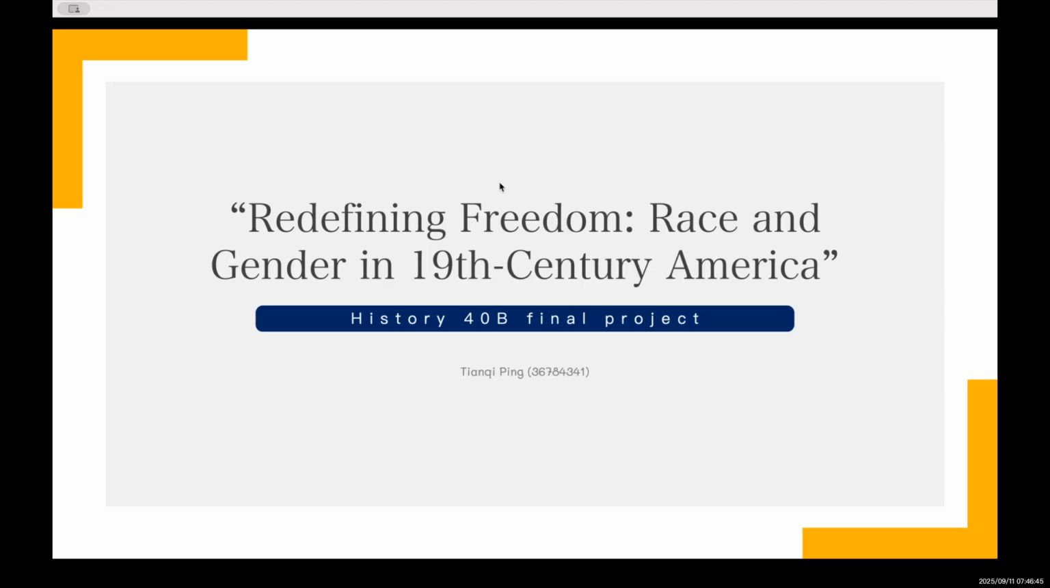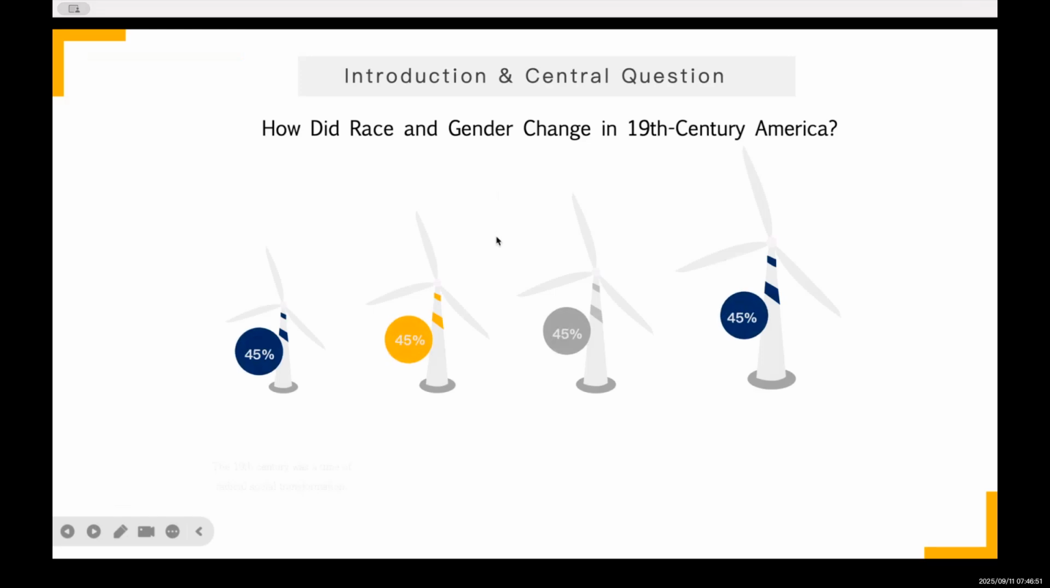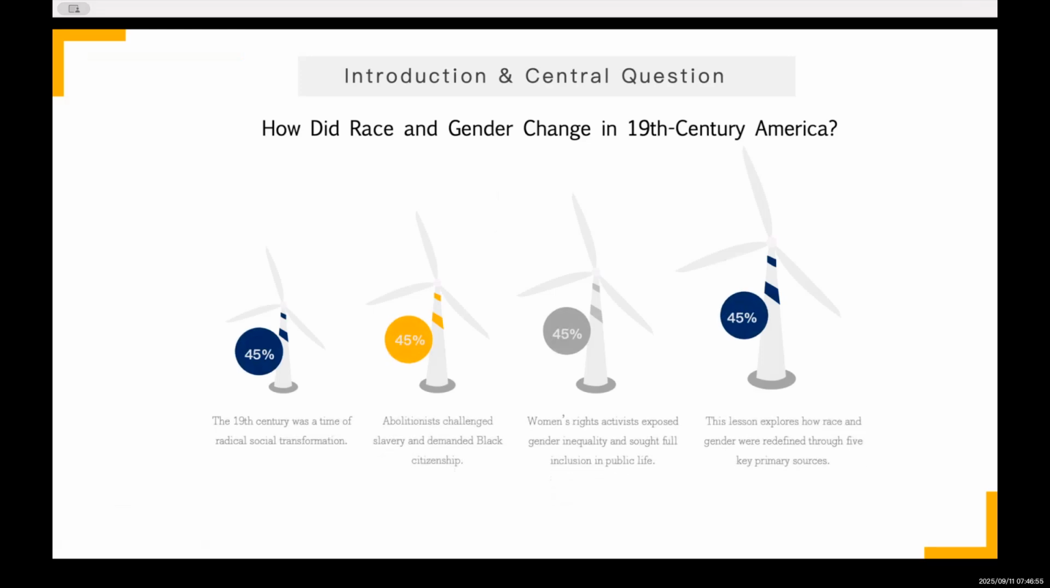The title of my lesson is Redefining Freedom, Race and Gender in 19th Century America. In this lesson, I will explore how race and gender were contested and transformed during the 19th century using 5 powerful primary sources. Now let's begin.